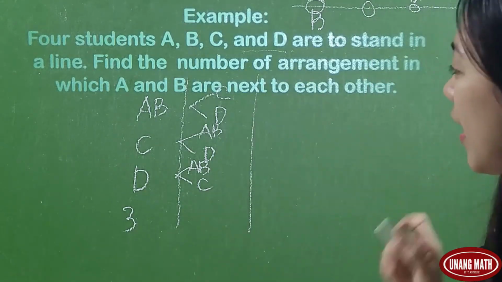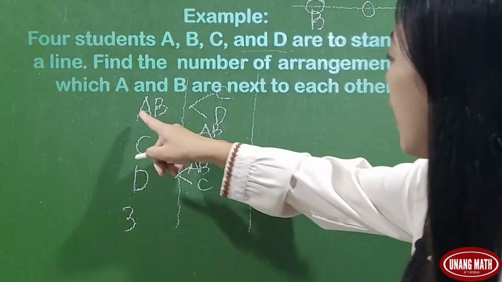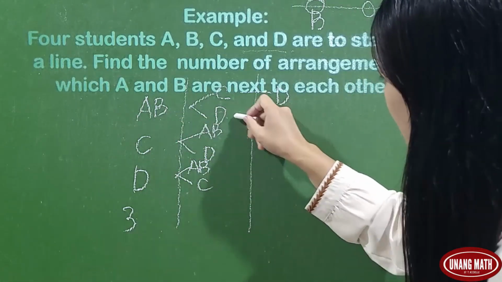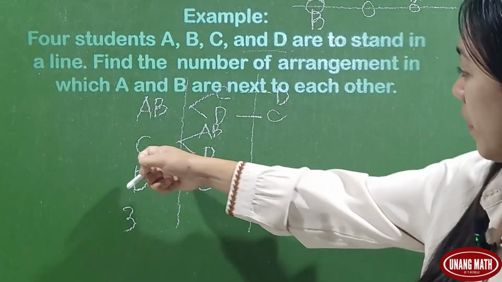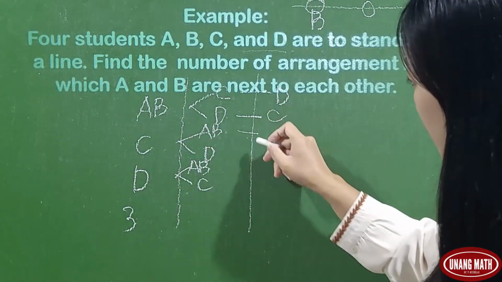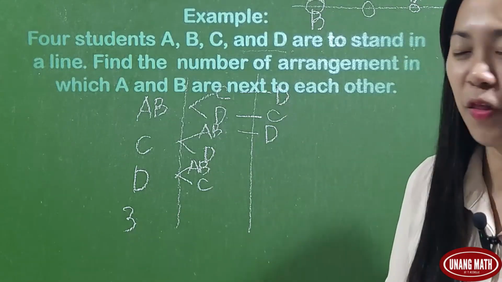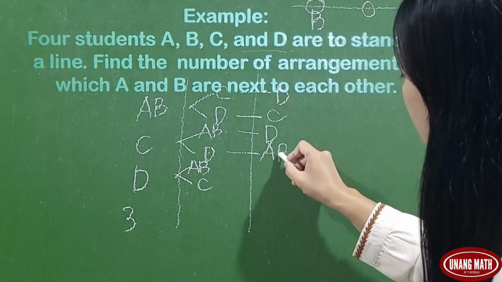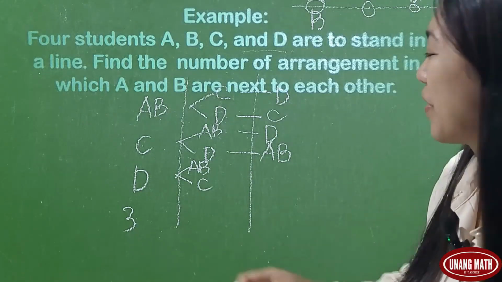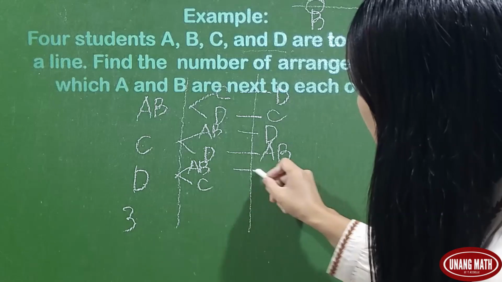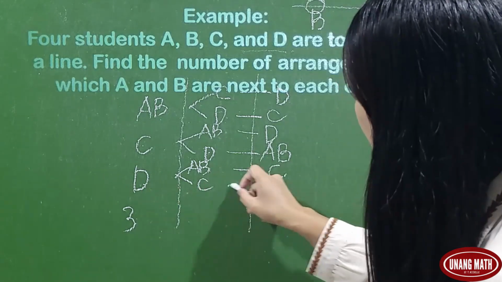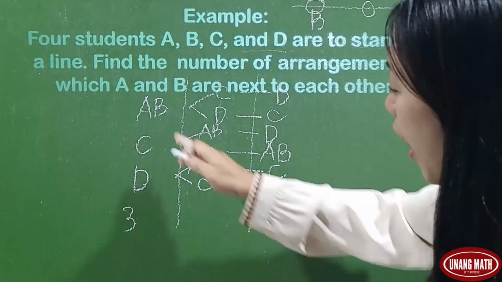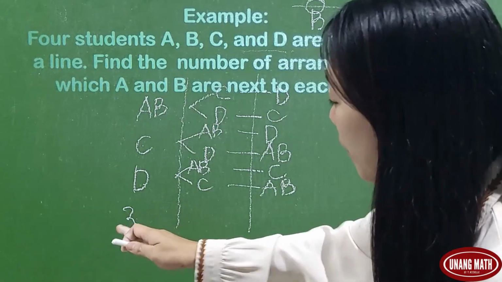Okay, now what about in the third column? AB, C, so it means here is D. AB, D, so C is in the third column. C, AB, so it means D is in the third column. C, D, so AB is in the third column. D, AB, so here is C. D, C, so here is AB.